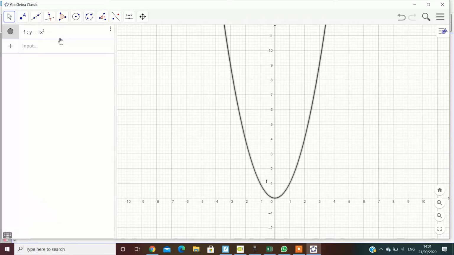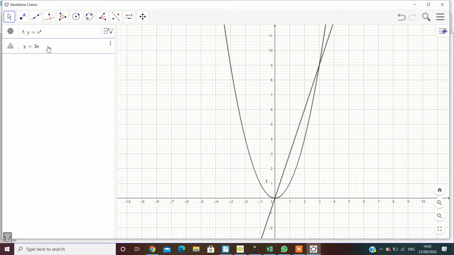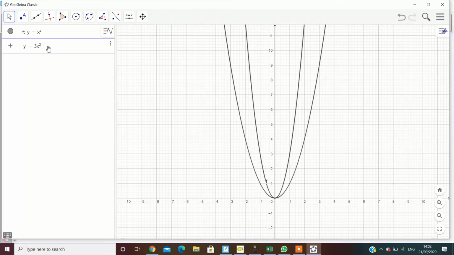Now, next thing. So that's the first one, that's done. You're going to try a new one. What happens if I do 3x squared? What do you think will happen there? Make a prediction. What will happen if I do 3x squared instead of x squared? Do you expect it to be broader or sharper or what? Let's find out. 3x squared. Much sharper. Can anybody explain why it's getting sharper?